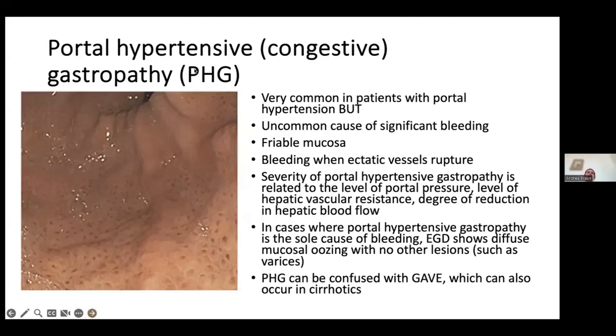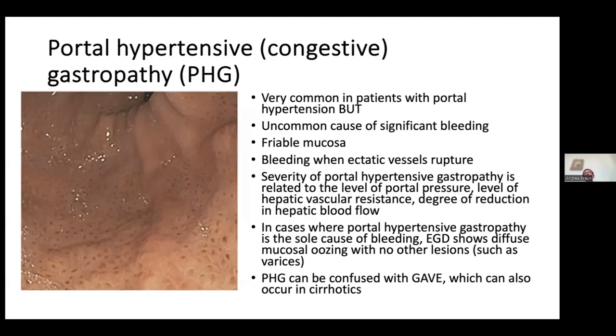So just to mention portal hypertensive gastropathy, because you will see that mentioned on the endoscopy reports quite a bit in these cirrhotics. It's very, very common, but it typically doesn't cause significant enough bleeding for the patient to have massive hematemesis and become unstable. What happens is that you have very friable mucosa and these dilated vessels in the gastric wall, and they bleed when they rupture. The higher the pressure of the portal vein, the greater the severity of portal hypertensive gastropathy.